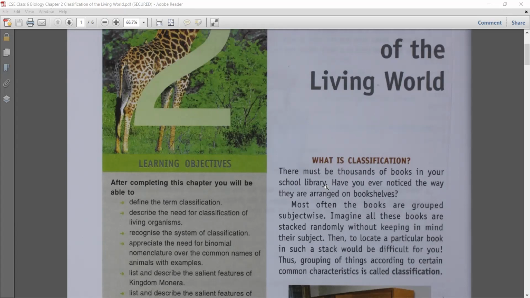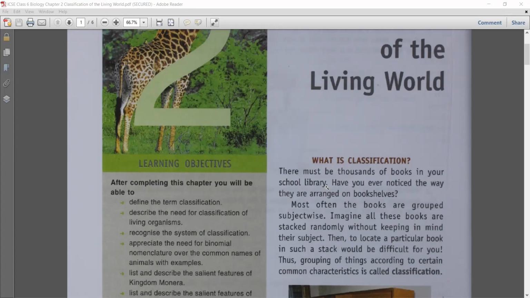So in the case of living organisms also, on the basis of common characters, on the basis of similarities, we classify insects, bacteria, fungi, animals, plants. So we are classifying the organisms on the basis of their common characteristics, so that while we are making a study on them, it will be easy for us and we will not face any difficulty.